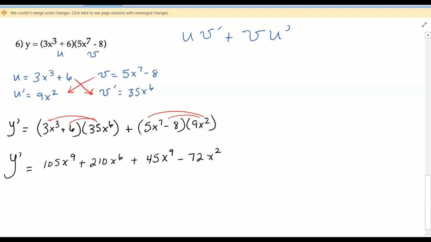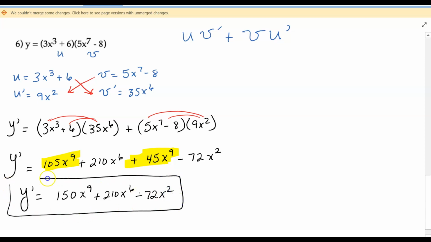Of course, we always need to go and combine like terms. That's not too big of a deal. I think I only see 2 like terms, this one and this one. We do that, and we have our answer for y prime, which is 150x to the 9th power plus 210x to the 6th power minus 72x squared. It's always nice to write your answer in descending order. Your teacher will appreciate that because it makes it really easy to check the answer, since most people will write it in descending order.